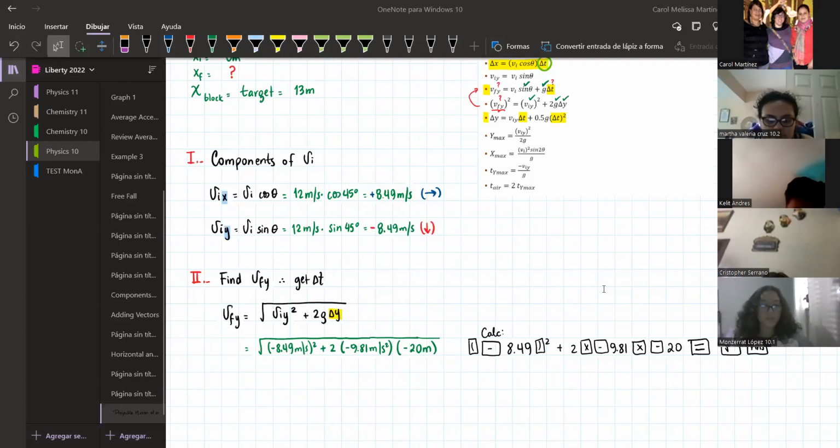21.55. If you get an answer different than that, let me know, okay? After the class, I can send you a video on how to do it in your calculator. So 21.55, because this is final velocity in y, a velocity, the units are going to be meters per second.